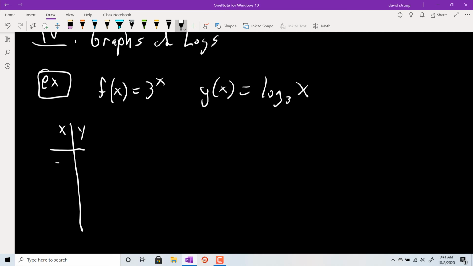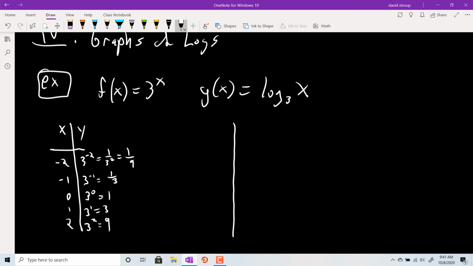Okay, so go -2, -1, 0, 1, 2. 3 to the -2 is the same as 1 over 3 squared, which is 1 over 9. 3 to the -1 is the same as 1 over 3. 3 to the 0 is 1. 3 to the 1 is 3. 3 squared is 9. Okay, so I'm going to graph that.